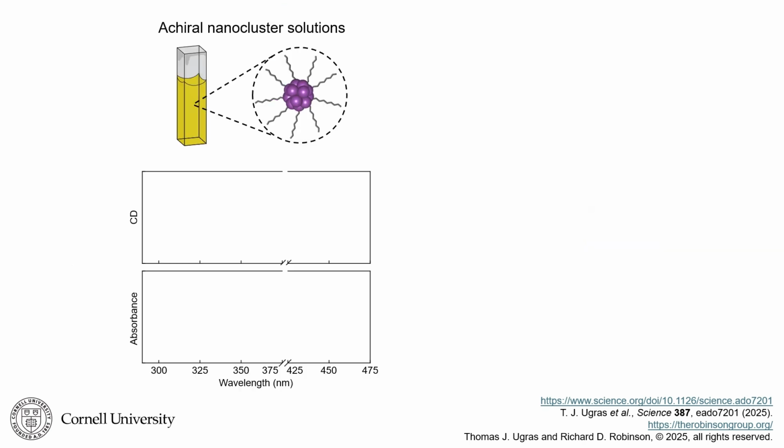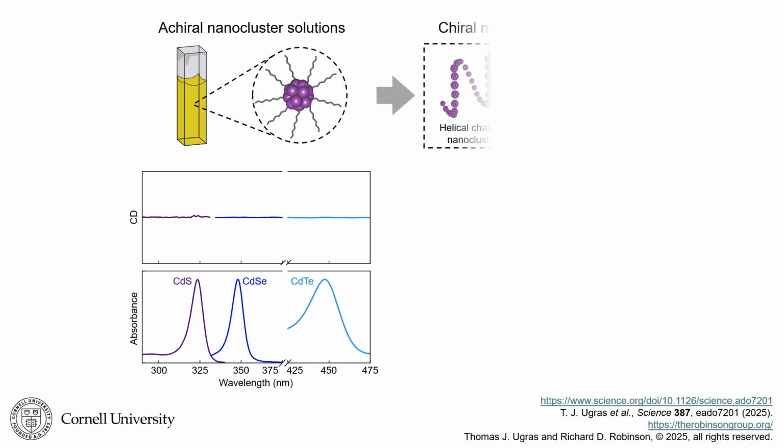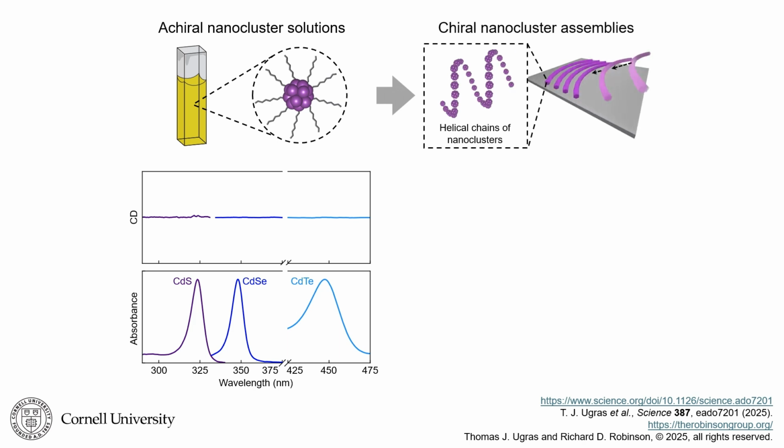In our work, we worked with a handful of nanocluster species. Each of these has a characteristic absorption band. We use cadmium sulfide, cadmium selenide, and cadmium telluride, each of which absorbs different colors or energies. Notice that there's no circular dichroism, which you can see in the top panel, when they are in solution before we process these semiconductors. But then, we process these achiral semiconductors into films using controlled evaporation, like the well-known coffee ring drying effect, but with nanoclusters.